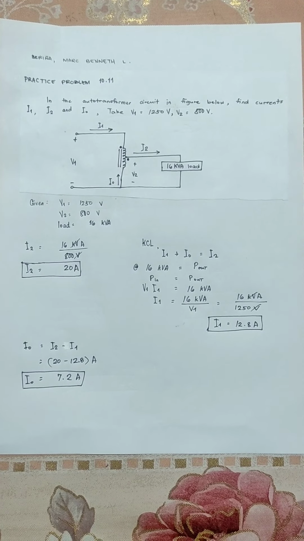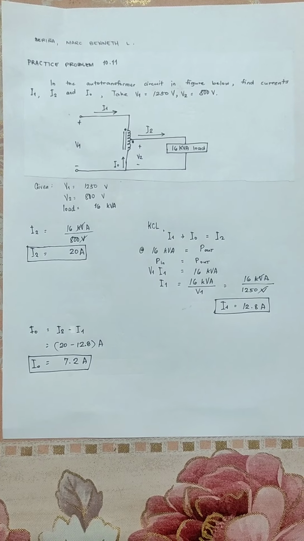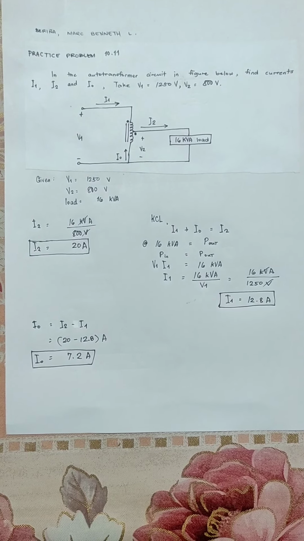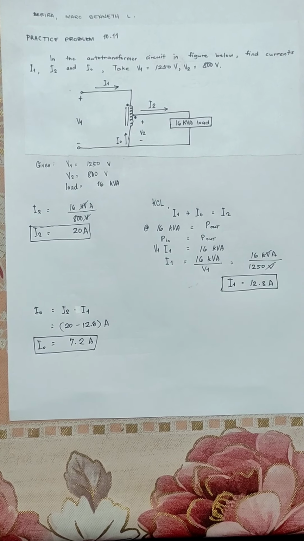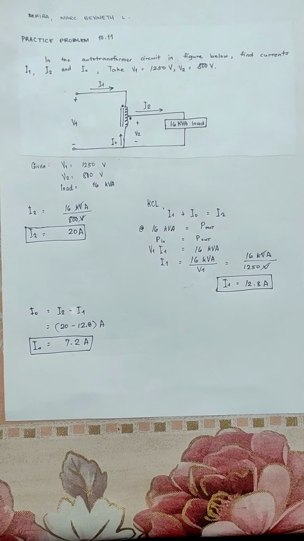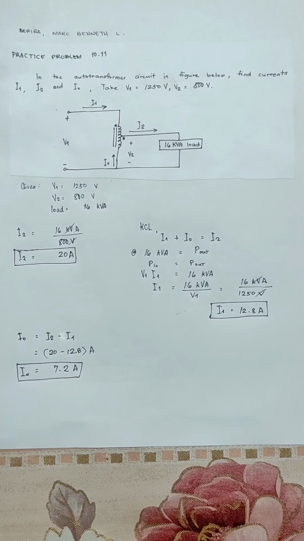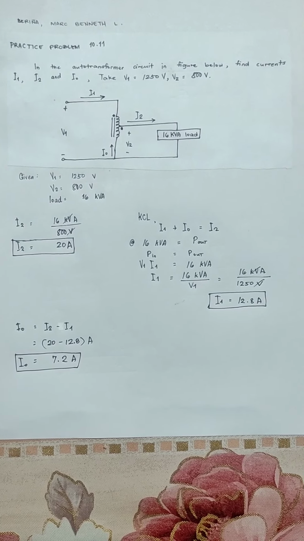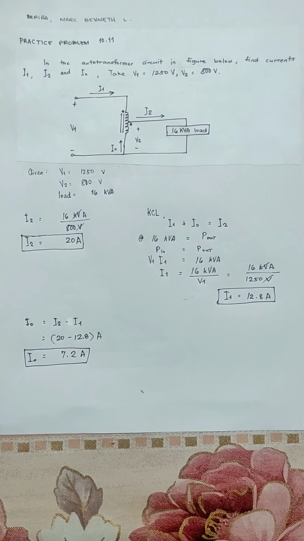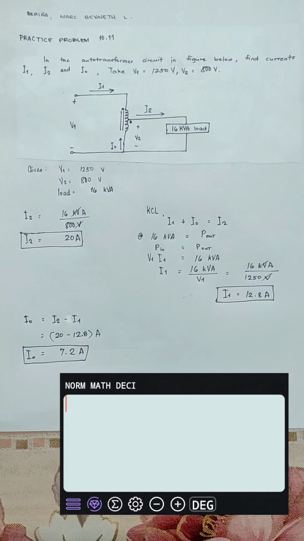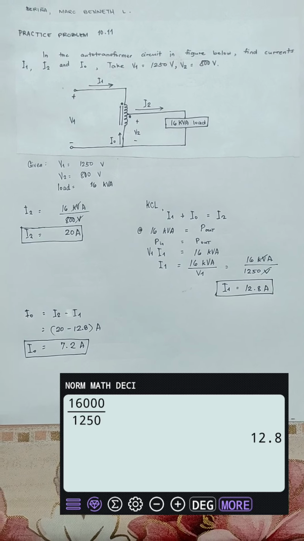We know the idea of KCL, that current flowing in equals current flowing out. Thus, I1 plus I0 equals I2. This formula will be useful in finding current I0 after we find the value of current I2. For now, we will treat 16 kVA as our power out, or P out. There is a theorem that says power in, P in, is equal to P out. Thus, V1 times I1 equals 16 kVA. We will rearrange the formula and it becomes I1 equals 16 kVA over V1. 16 kVA over 1250 volts equals 12.8 amperes for the value of I1.